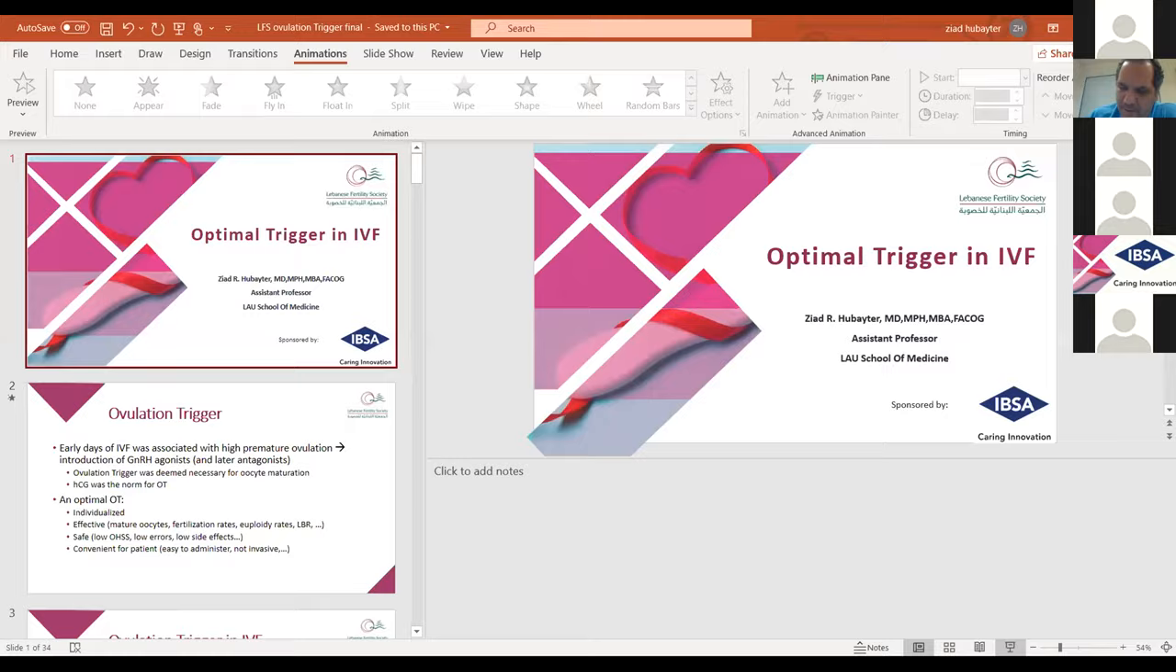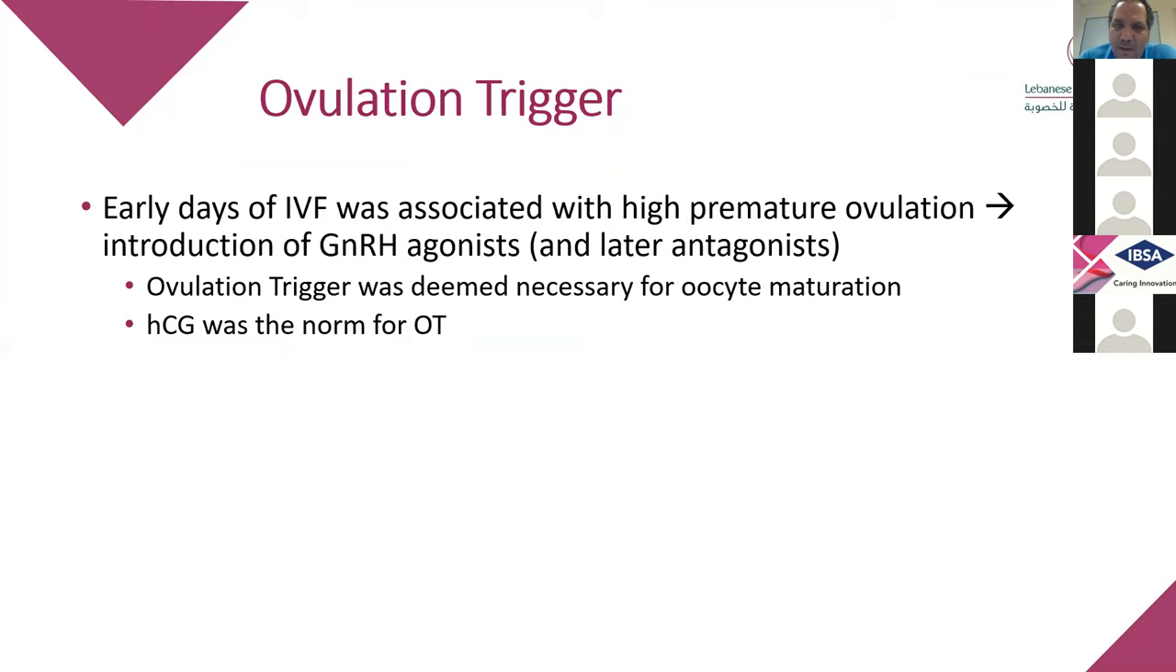In the early days of IVF, before using GnRH agonist and antagonist, a lot of cases were canceled because of premature ovulation due to the surging estradiol. Then with time, with the introduction of GnRH agonist and, in the early 2000s, the GnRH antagonist, we were able to suppress that ovulation. However, it was found that despite not having the LH surge, the ovulation trigger was still deemed necessary to have a mature oocyte. So that's why we always now use an ovulation trigger.